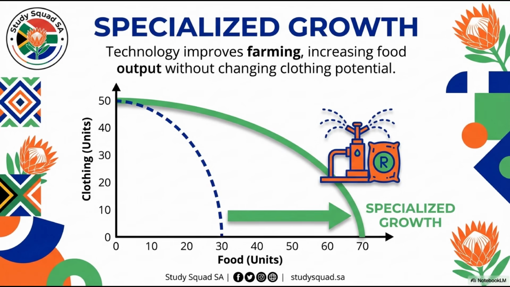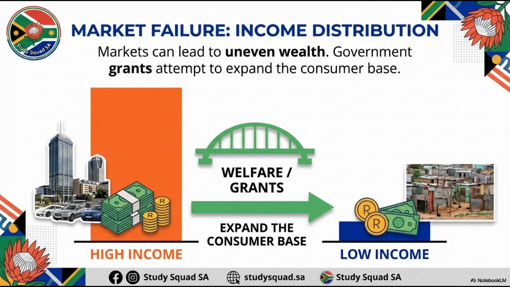Okay, so we've covered the basics of the PPC, but what about real-world issues? That's where market failures come in. We don't live in a perfect world. Conditions in markets aren't always ideal, which can lead to inefficiencies in how we allocate resources and distribute income.